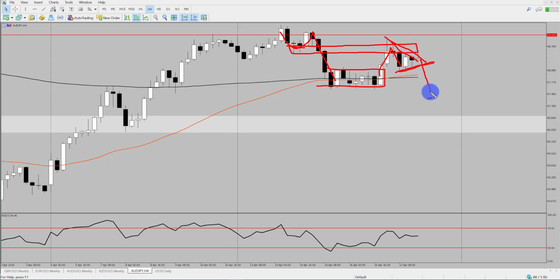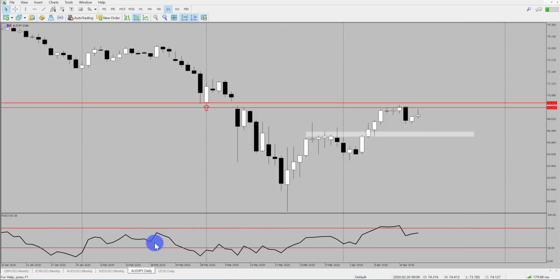And if the market breaks below these lows there around about 68 and closes below, I'm going to be looking for the market to get short on this. Okay, looking for that risk off play for the market to drop further. So keep an eye on Aussie yen, keep an eye on your stock markets this week. This is where I think the play is going to be.